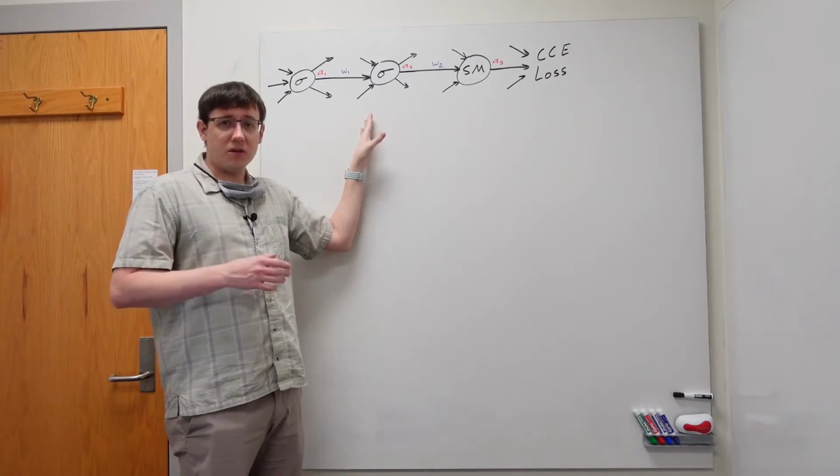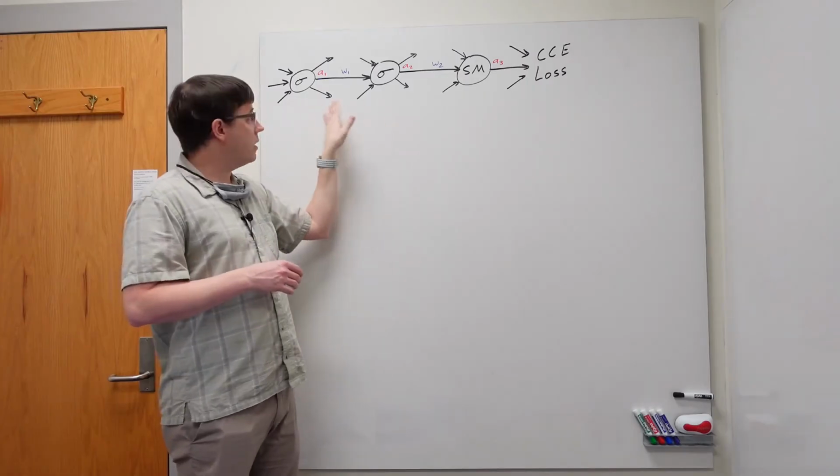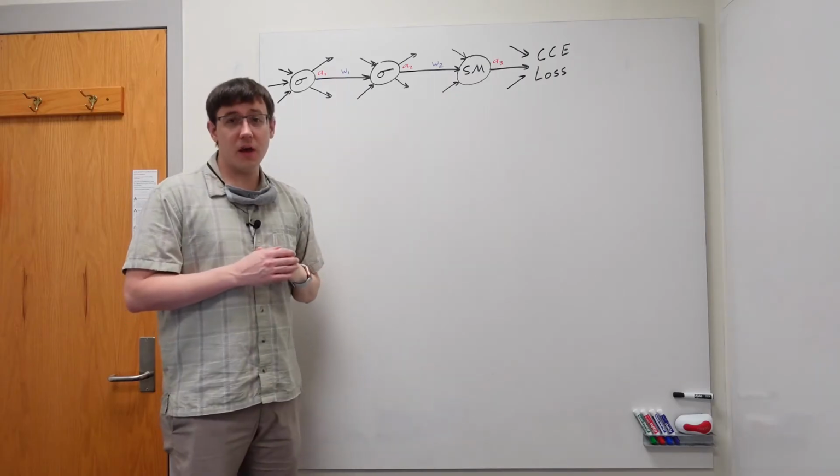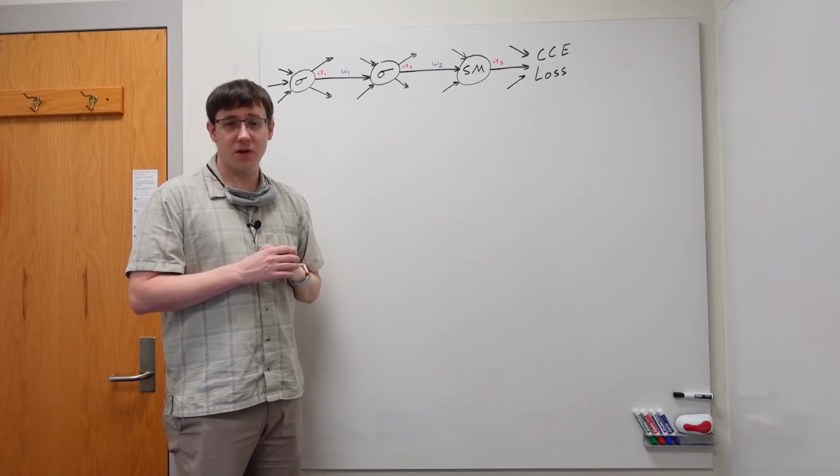Here we have a small slice of a neural network where we're showing one node in each of the last 3 layers and some of the edges coming into and out of those nodes.